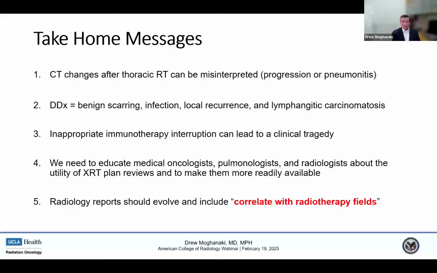And then number 3, just want to hammer one more time, inappropriate immunotherapy interruption could lead to a clinical tragedy, therefore elevating the importance of this topic. Number 4, we need to educate our colleagues outside of radiation oncology about the utility of plan review, and more importantly, make them readily available. And radiology reports hopefully can evolve and include these 4 magic words.